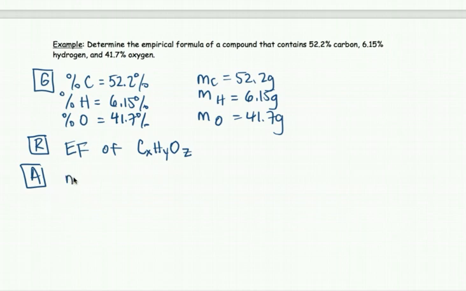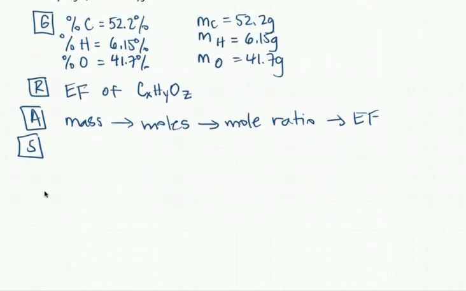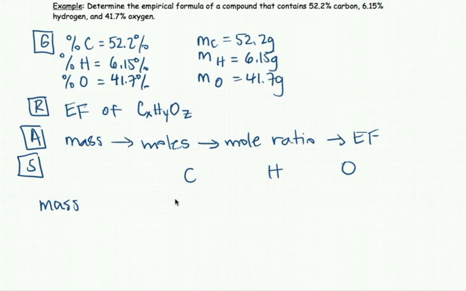So our plan again: go from mass to moles to your mole ratio, so that you can get to your empirical formula. All right, set up our table. We have mass, carbon, hydrogen, oxygen. All right, so we have 52 grams. Okay, there's the mass of those.